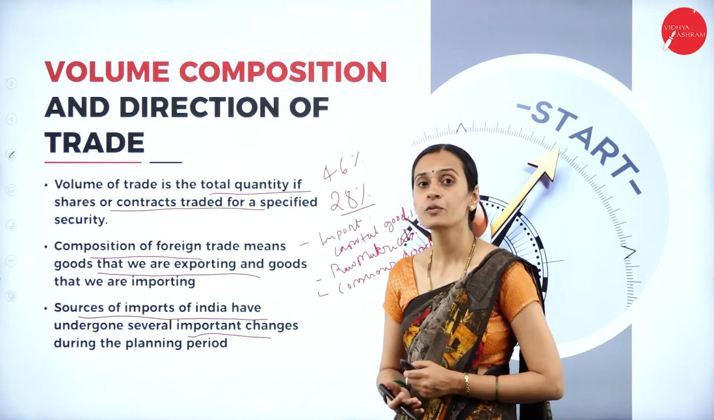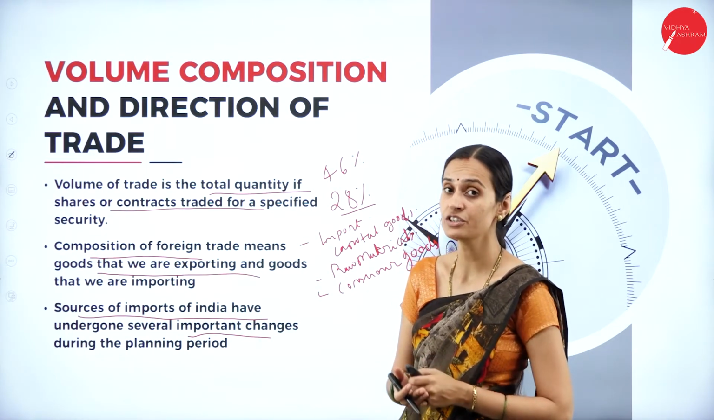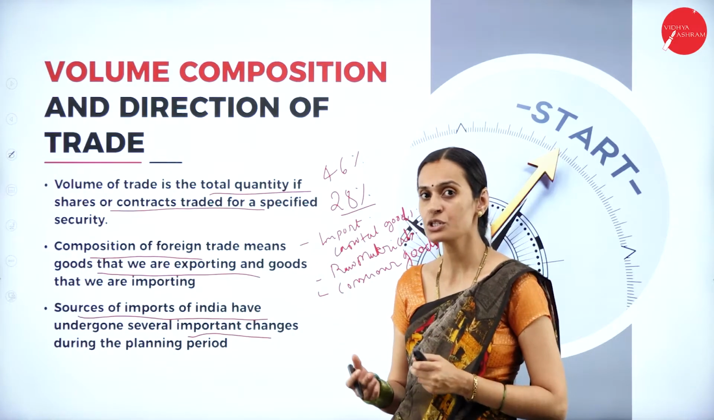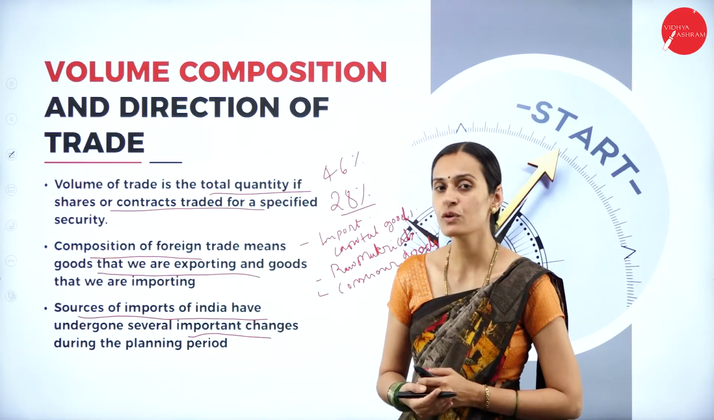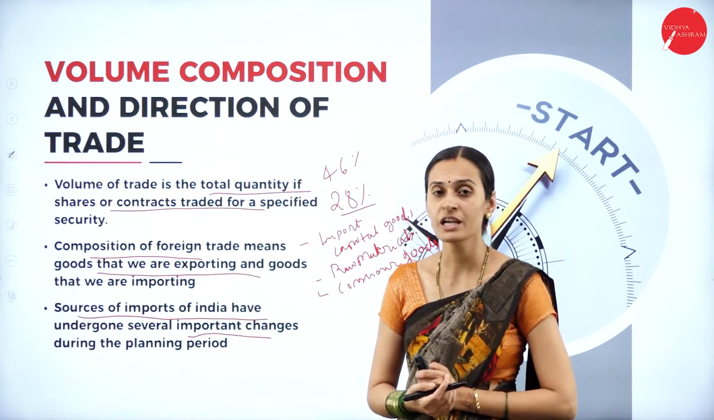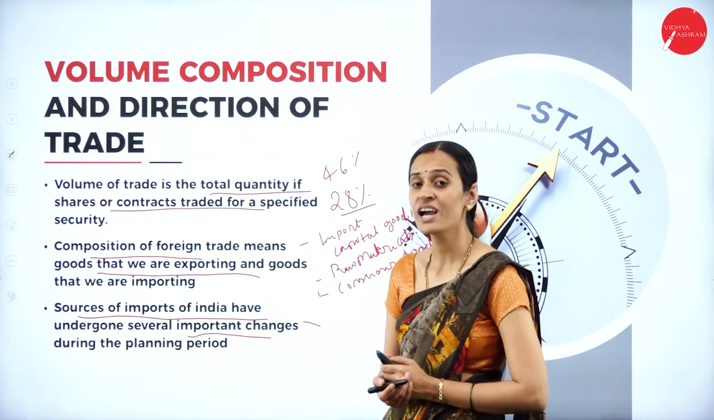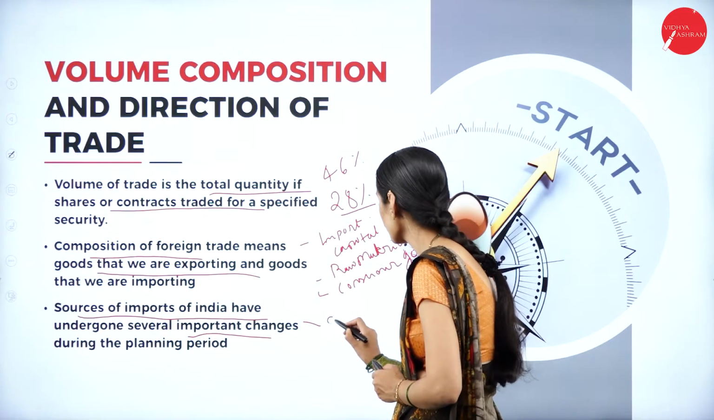In terms of direction, at present we have an exporting relationship with 190 countries and an importing relationship with 140 countries of the world. Most of the quantities we are importing from USA, UK, France, Germany and different countries. We are exporting different goods to OECD countries.